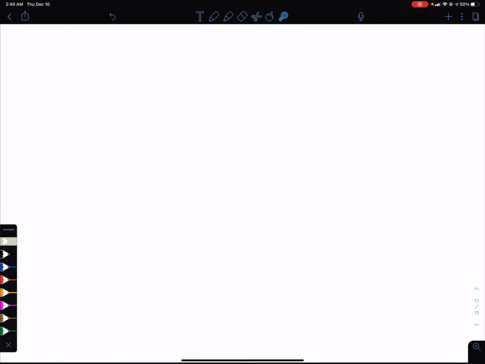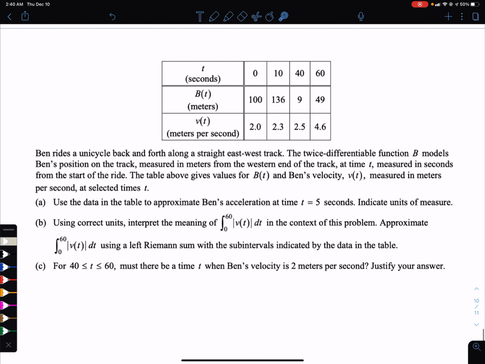We got one more to do, and I'll probably warn you, you might want to split this video up into a couple. So Ben rides a unicycle back and forth, east and west, left and right. The twice differentiable function b models Ben's position. So b is the position function.